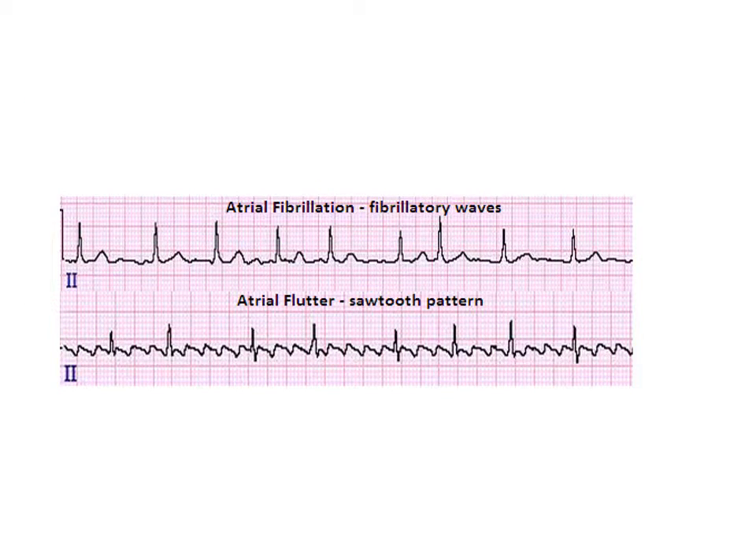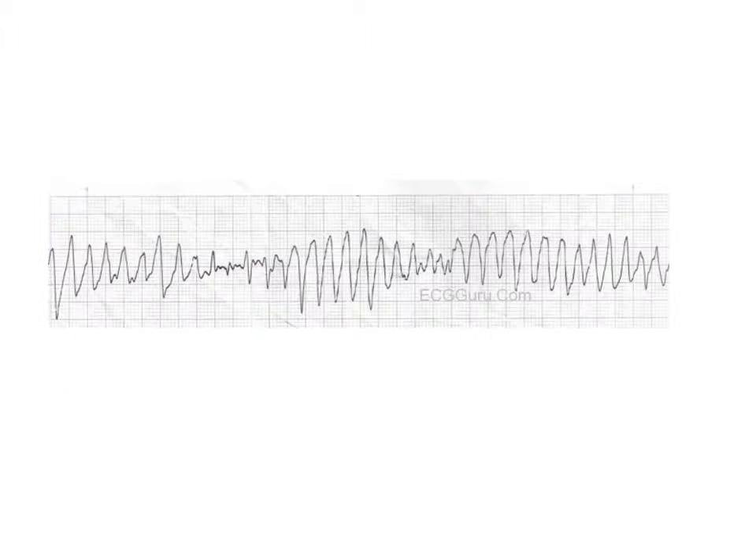All right. So again, AFib, you have some fibrillation. You don't really have discernible P waves, and you certainly have an irregular beat, just like this. Atrial flutter, you get the sawtooth pattern.